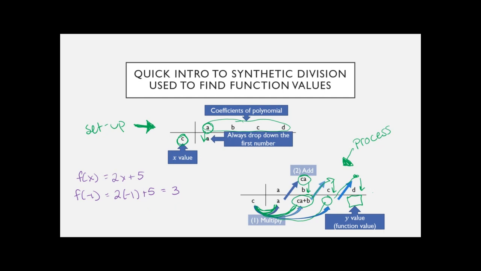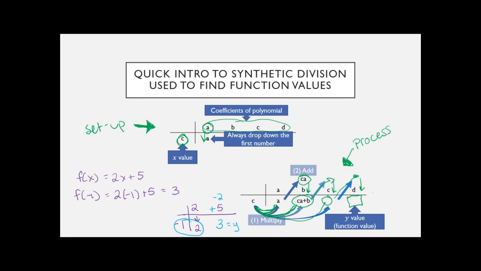I'm going to need more room. Let me move this over here. So we want to know what the y value is that goes with -1. I have -1 in the lower left corner of my table, and the 2 gets dropped down, so I have 2 below. Then you multiply -1 times 2, which is -2. Then you add going down, -2 plus 5 gives you 3, and that is your y value.